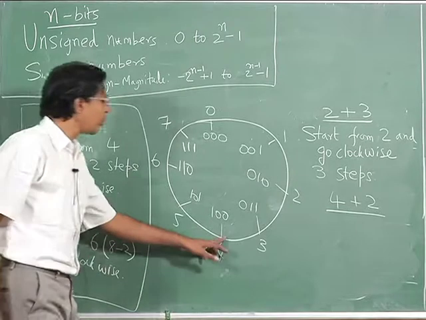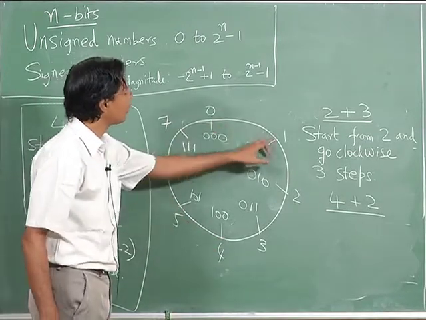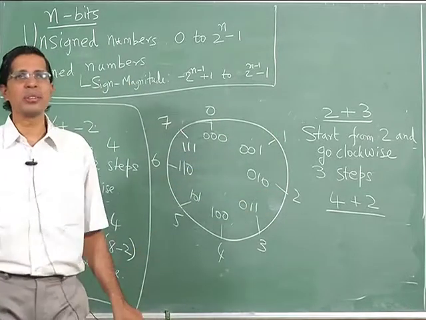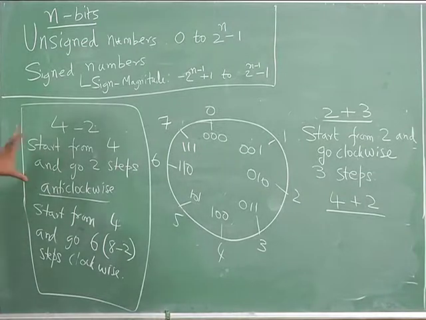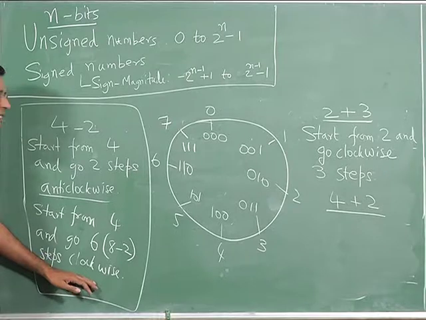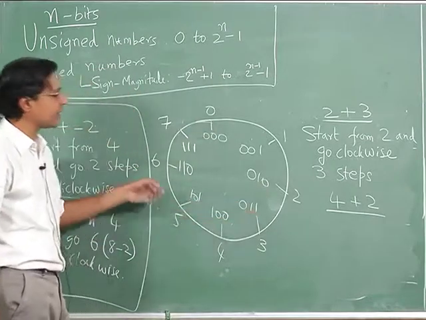So go from 4, 6 steps. So 1, 2, 3, 4, 5, 6 and I get 2. So this subtraction operation I have actually modeled now as addition, exploiting the fact that the arithmetic is cyclic in nature.